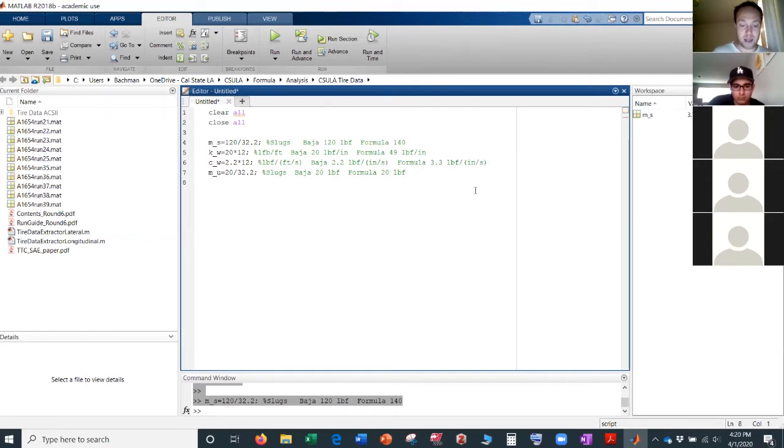Okay, and then we just need K of our tire, which for Baja we said it was about 375 times 12. And this was in pounds force per foot. Baja was 375 pounds force per foot, and Formula was maybe 600 pounds force per inch.